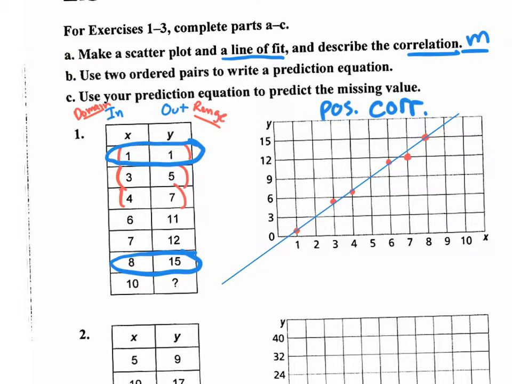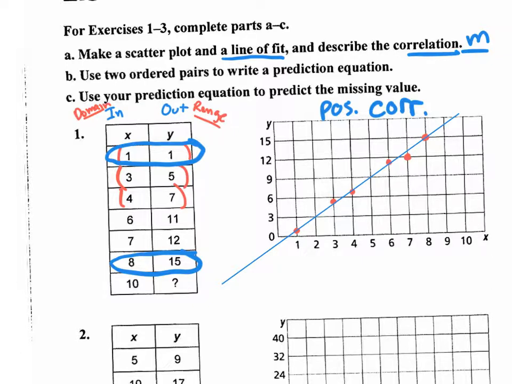Let's move on to part B. It says use two ordered pairs to write a prediction equation. We actually already did that. We did our line that best fits using the first coordinate and that last coordinate, right? We said that that was a good line, so we use the first coordinate and the last coordinate. And part B is going to be taking the first and the last coordinate and writing an equation by calculating the slope and then plugging it into point slope form and then switching it to slope-intercept form.